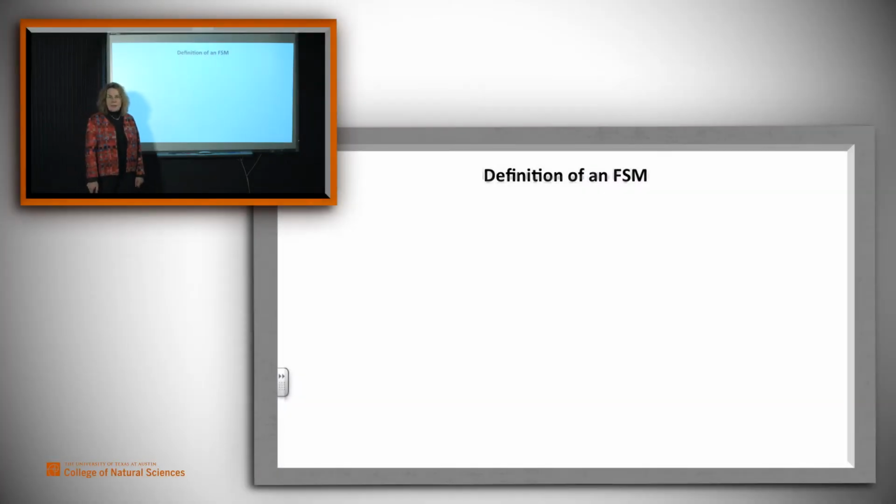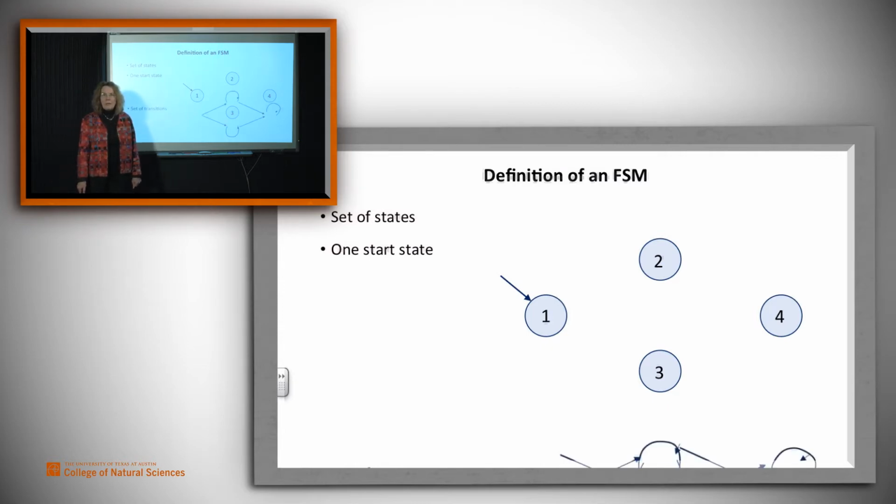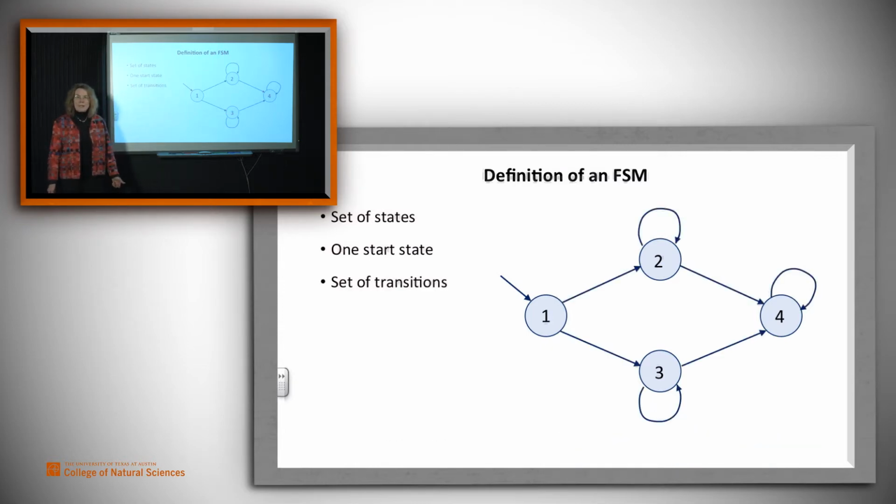So what's a finite state machine? We start with a set of states, of all things, a finite number of them. One of them is special. It's the start state. There is a set of transitions that tell us how we move from one state to the next. And note that you can move from one state to itself or to a different state.